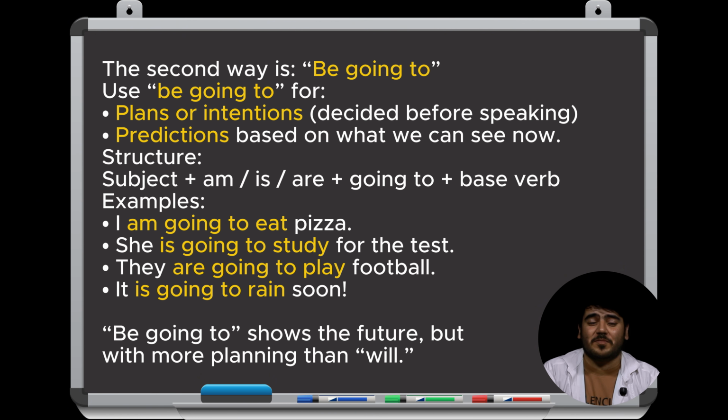The second way is be going to. We use be going to for plans or intentions, the ones which were decided before speaking, or predictions based on what we can see now. It's a structure: subject plus to be verbs plus going to, and then base verb. Examples: I'm going to eat pizza. She's going to study for the test. They're going to play football. It is going to rain soon. Be going to shows the future, but with more planning than will.